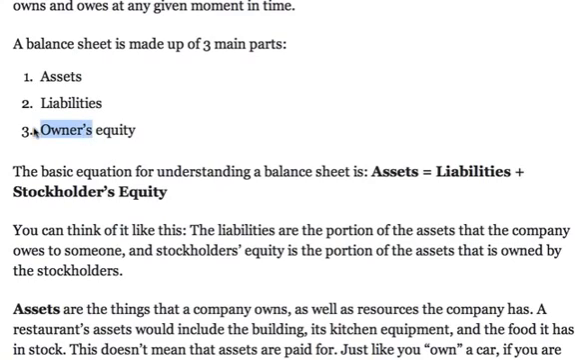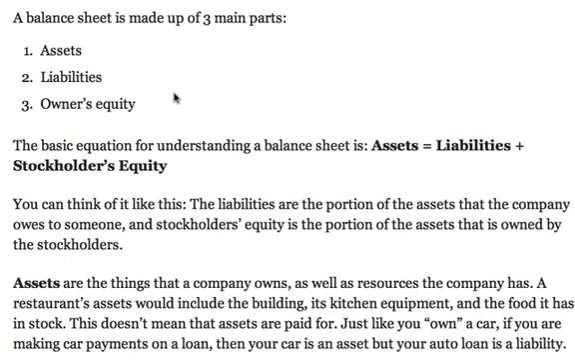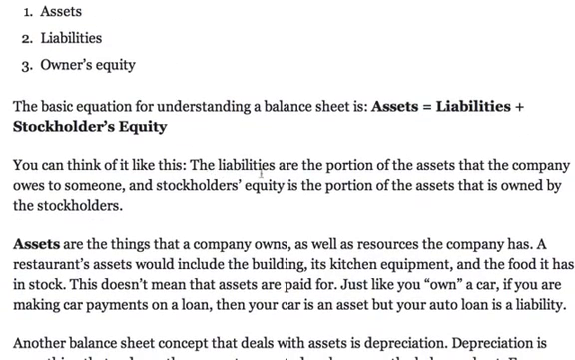Owner's equity is usually the term for a sole proprietorship. The more proper way to say it is stockholders' equity, but it's the same thing. So the assets will always equal these two put together. One way to think about it is that the liabilities are the portion of the assets that the company owes to someone, and stockholders' equity is the portion of assets that is owned by the stockholders.